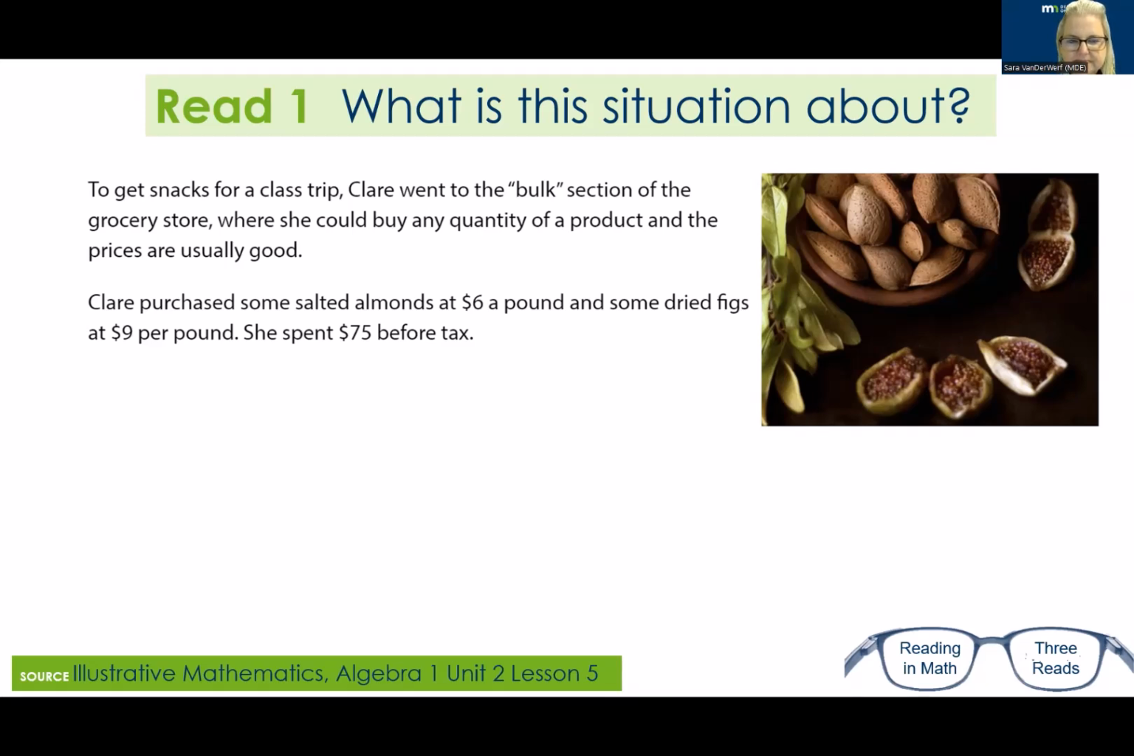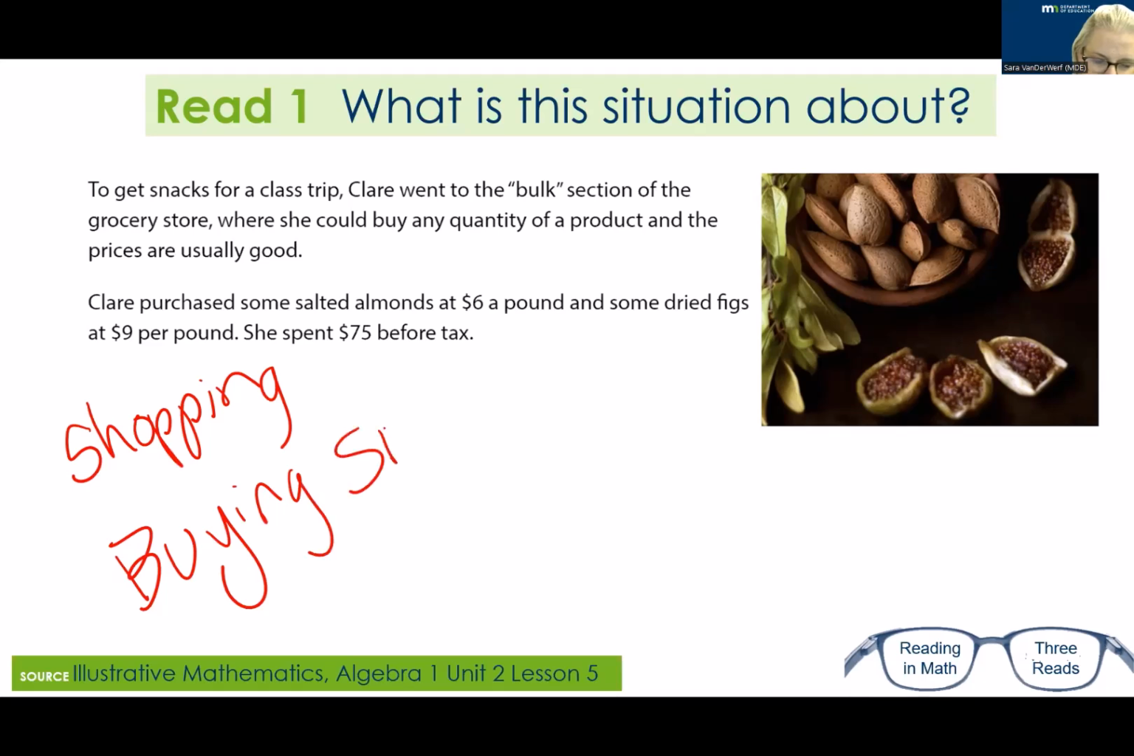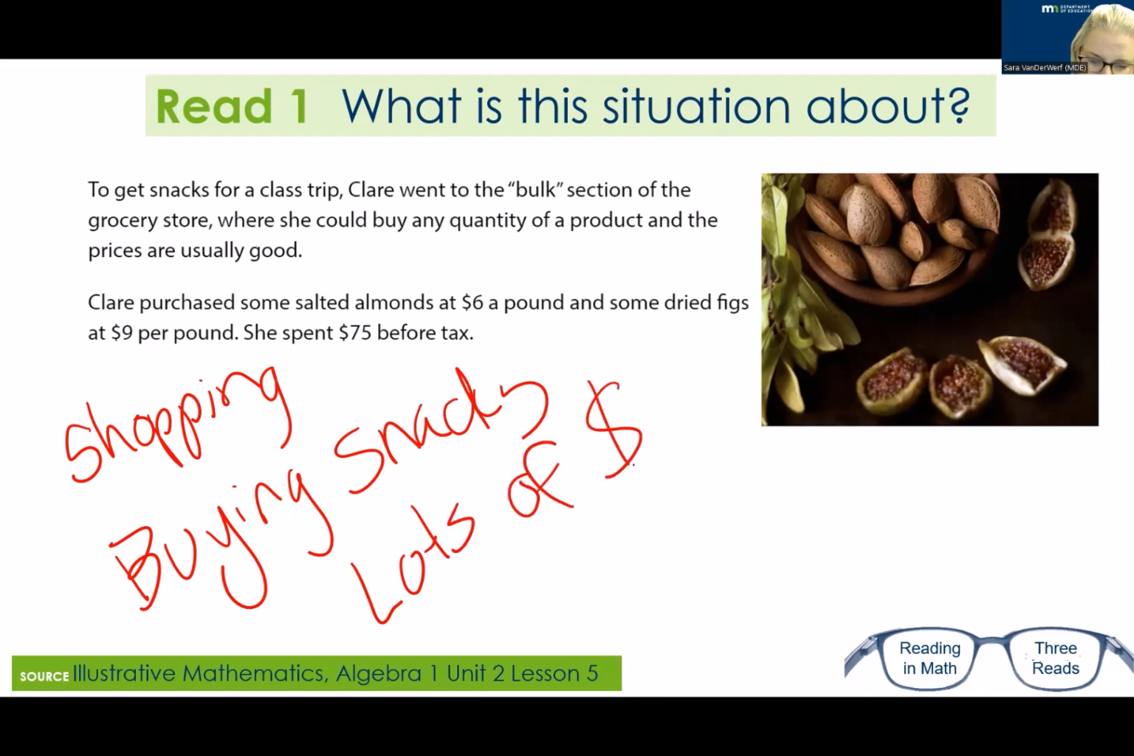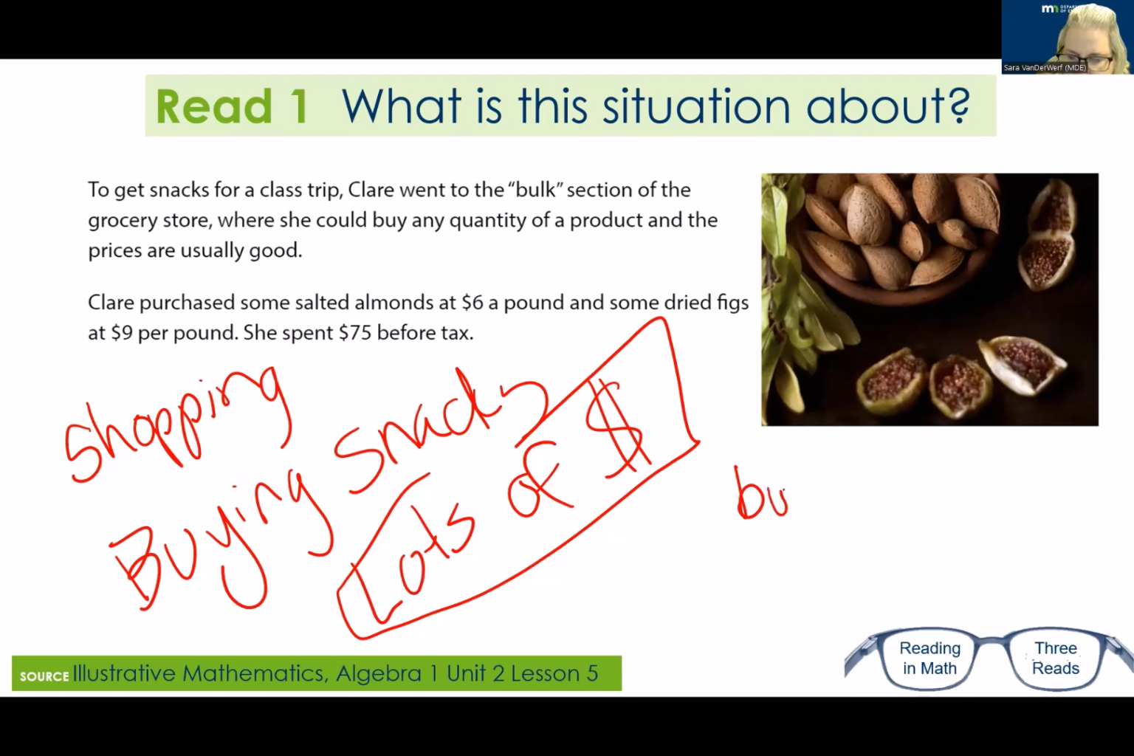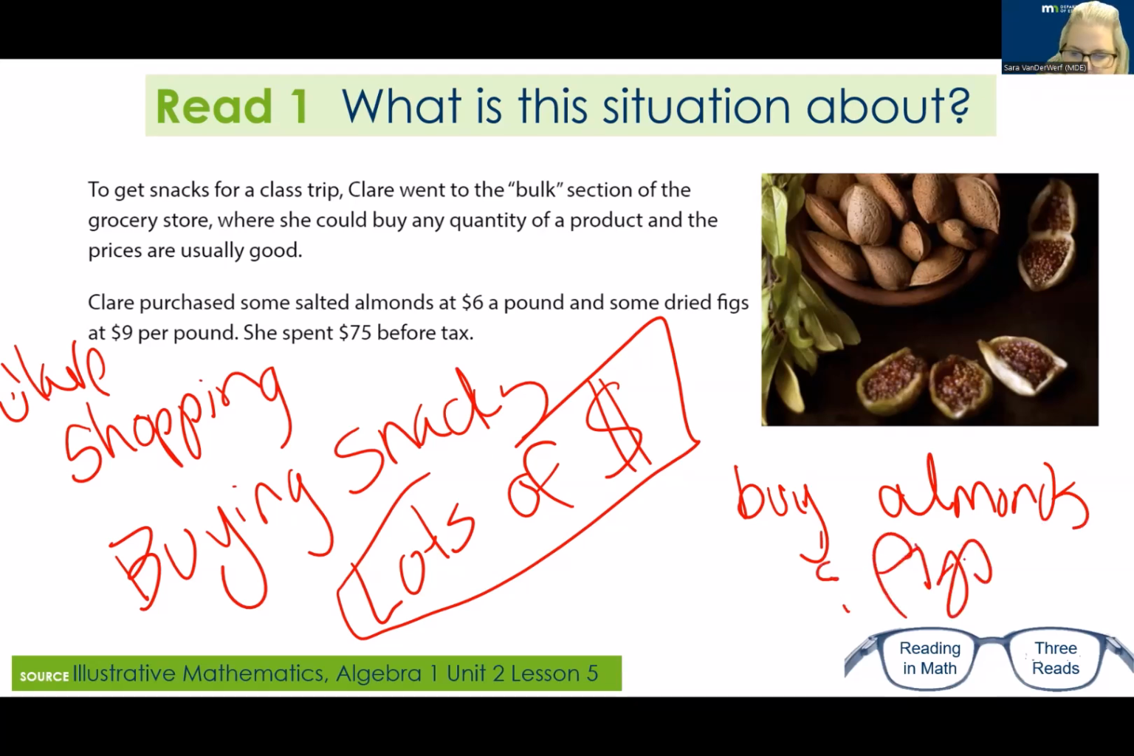She is going shopping to buy snacks. Awesome. So shopping is going on, and we are buying snacks. $75 seems like a lot of money for snacks. I would agree. Yeah, and I see some people are talking about Claire is going to buy. So we have somebody named Claire, and she's going to buy almonds and figs. It looks like we're buying it for a class trip, so that's what we have going on.